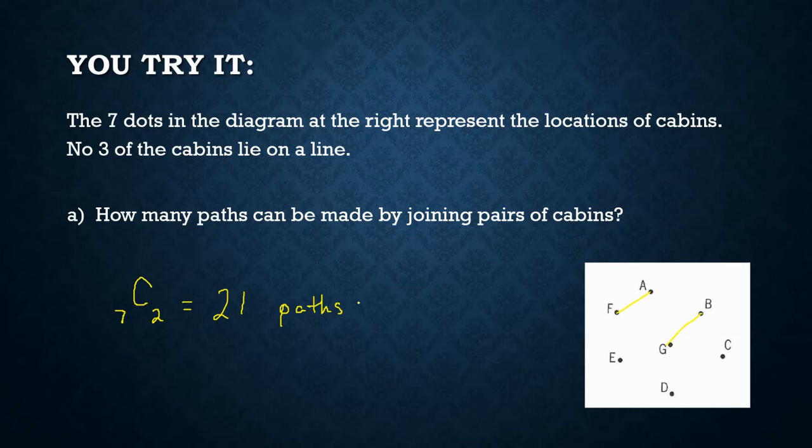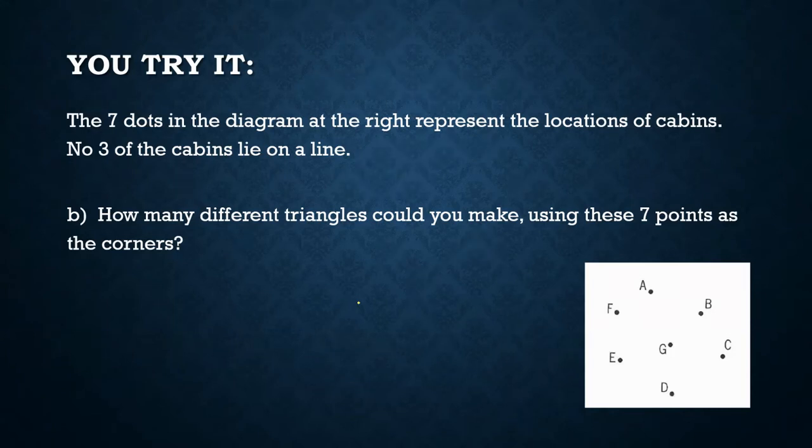See if you can frame the next variation of this problem in terms of combinations. How many different triangles could you make using these 7 points as the corners? So for example, you can make a triangle between cabins G, B, and C, or you can make a different one between D, B, and C. How many different triangles are possible? You can pause and unpause when you're ready, or follow along.